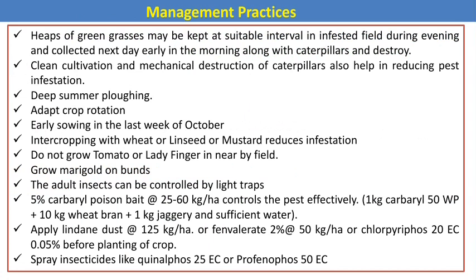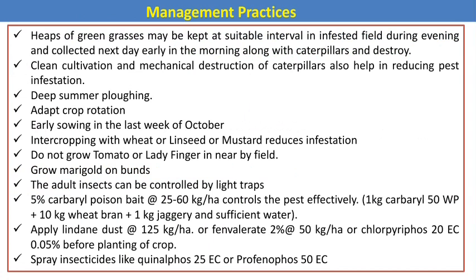Then you can use a poison bait technique, the carbaryl poison bait technique. We can use a 5% carbaryl poison bait at the rate of 25 to 60 kg per hectare. How can we make this poison bait? We can take 1 kg carbaryl 50 wettable powder plus 10 kg wheat bran plus 1 kg jaggery and a sufficient amount of water, and this poison bait we can put up in our infested fields.